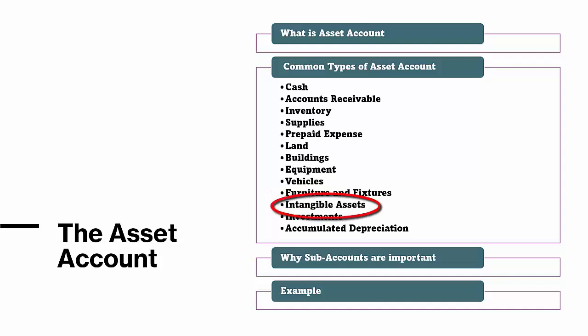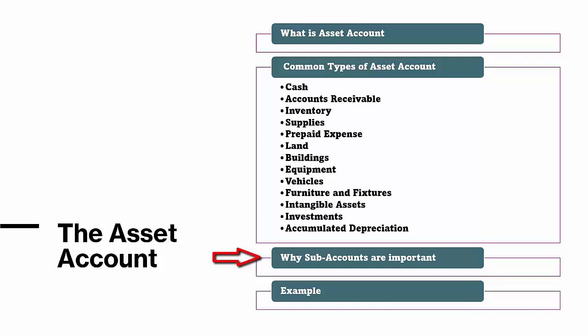11. Intangible assets. These are assets that don't have a physical form but still hold value. Examples include patents, copyrights, trademarks, and goodwill. They help the business in unique ways but aren't physically touchable. 12. Investments. Sometimes businesses buy stocks or bonds as investments. These investments are also considered assets since they are expected to bring future financial benefits. 13. Accumulated depreciation. This account tracks the total amount of value that non-current assets, like buildings or equipment, have lost over time. It's a way to keep track of how much of the asset's value has been used up.